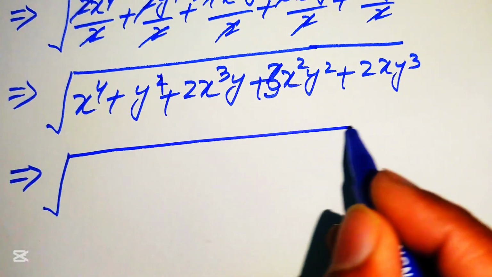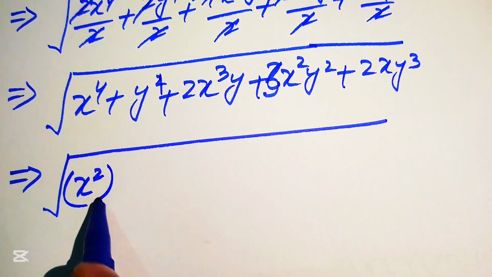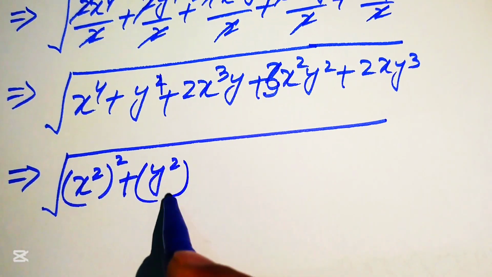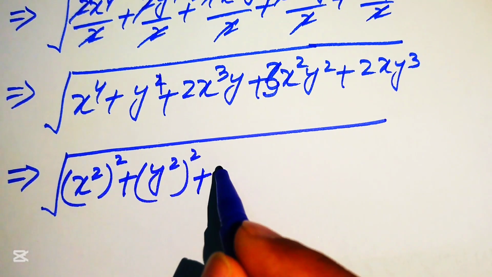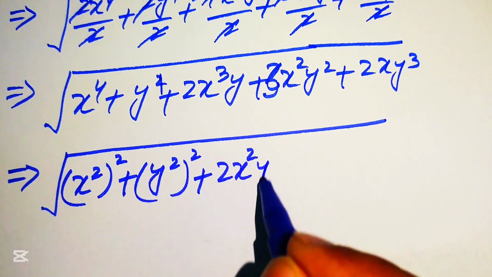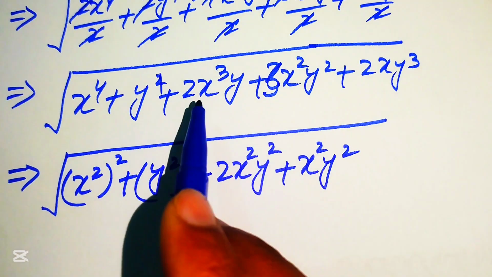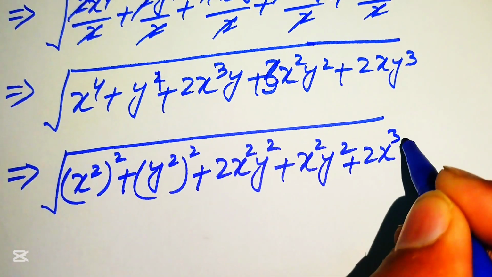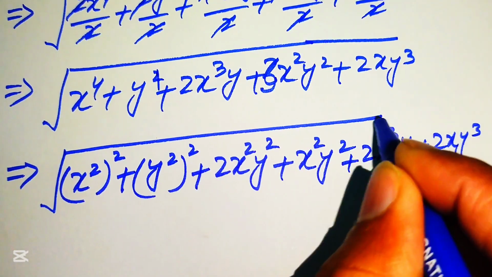In order to make the completing square of this term, we write this x to the power of 4 as x squared and its whole square. We write this y to the power of 4 as y squared and its whole square. So we break this 3x squared y squared as 2 times x squared y squared plus x squared y squared, and the remaining two terms are 2 times x cubed y plus 2 times x y cubed.